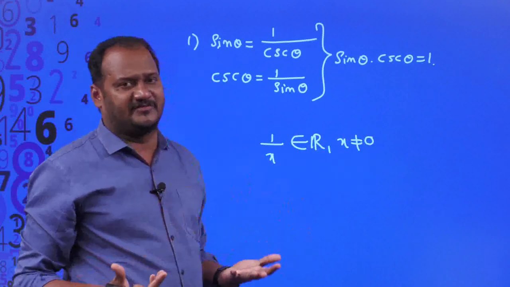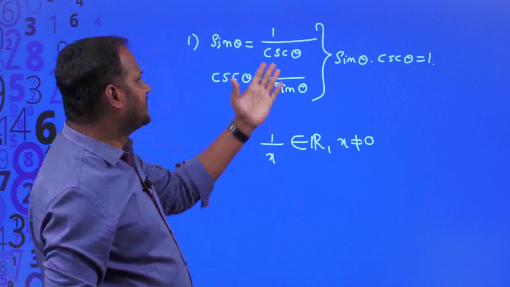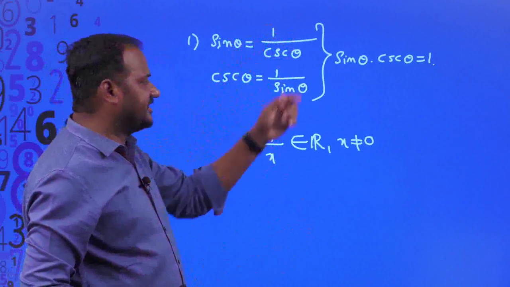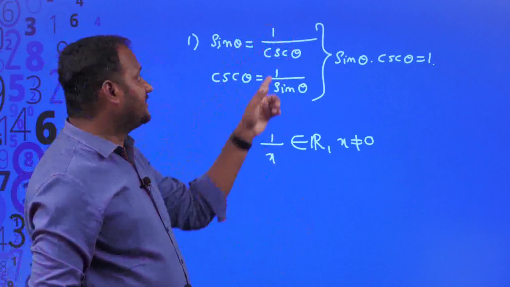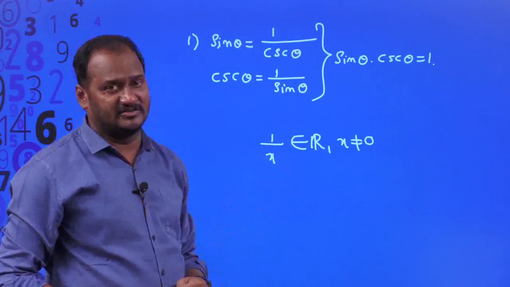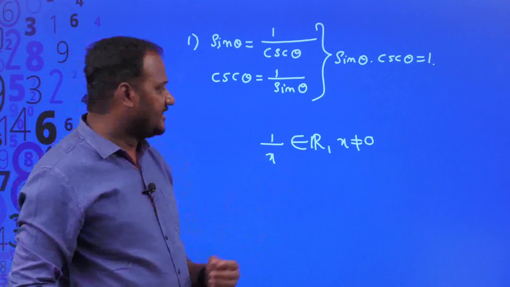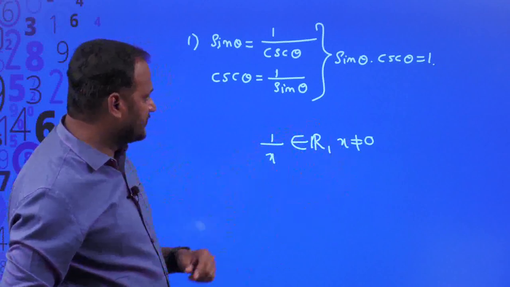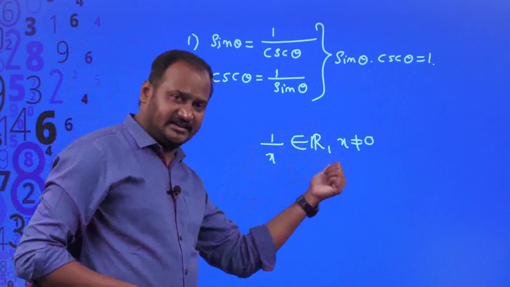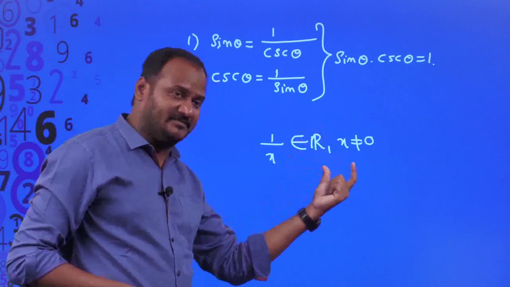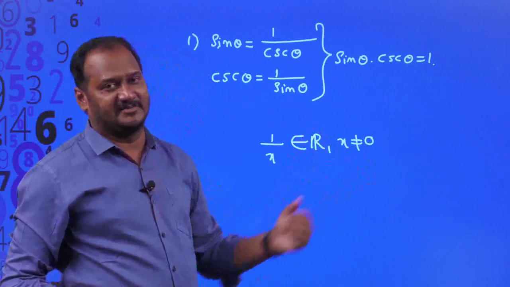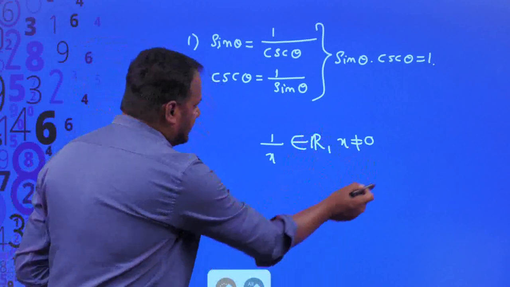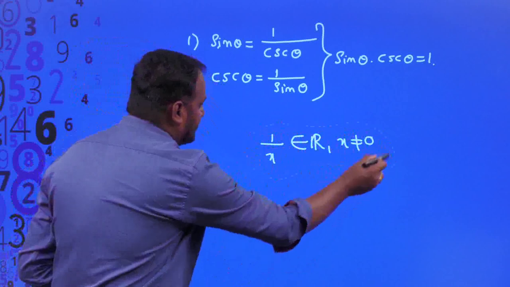That is the common property for any fraction. So I am telling here sin theta equals 1 by cosecant theta and cosecant theta equals 1 by sin theta, provided cosecant theta and sin theta are not 0. Of course, that is by default, and need not be mentioned particularly. So that's why I am telling you 1 by x is a definite number only when x cannot be 0. Otherwise, it is undefined, obviously. Right. So that is the first relation between sin theta and cosecant theta.